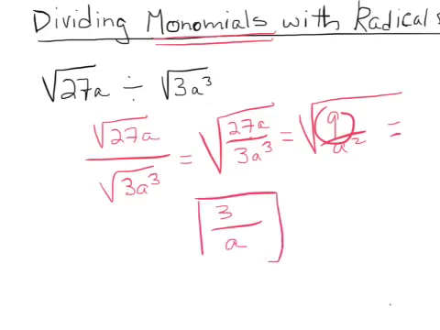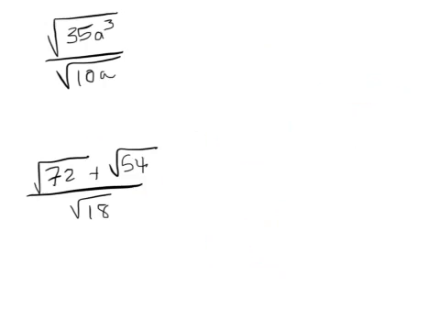So when we're dividing monomials with radicals, we're just going to simplify the numerator and denominator, remove all common terms, and then we can do our division. Let's take a look at one more example. Actually, we're going to look at two more examples. Let's take a look at our first one.